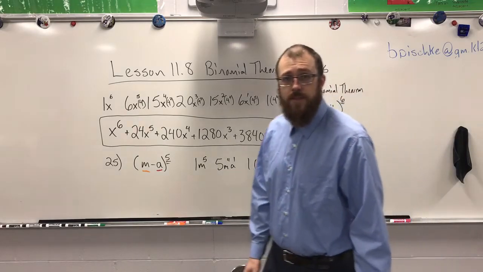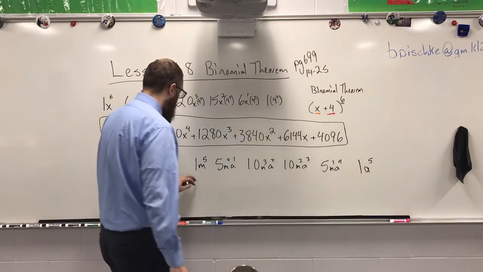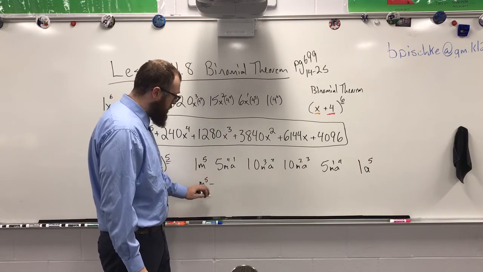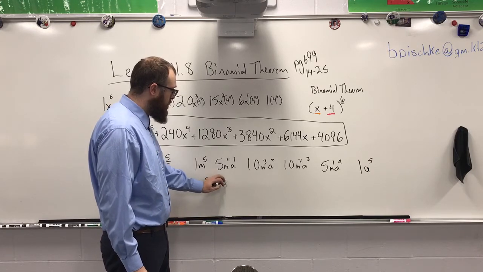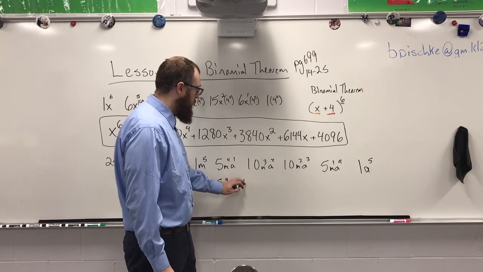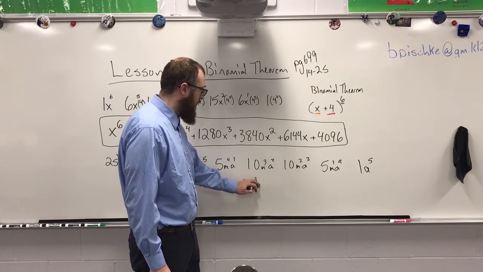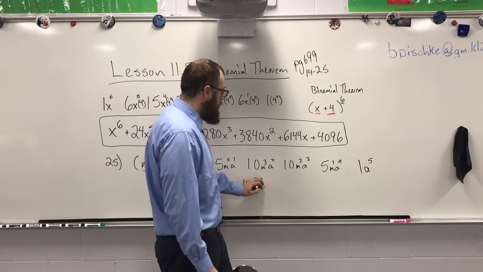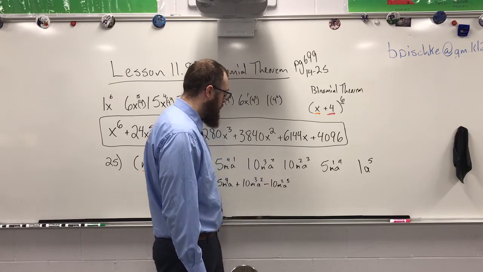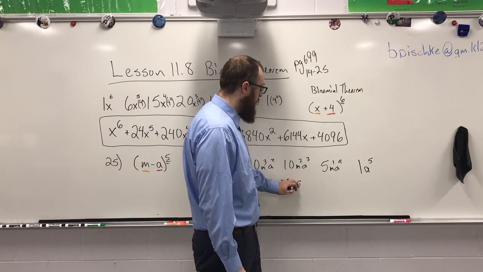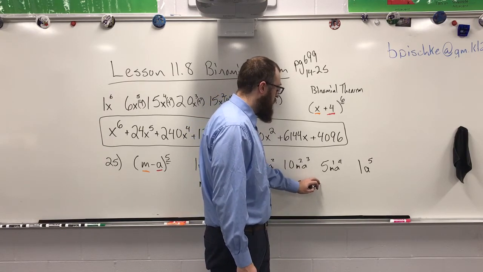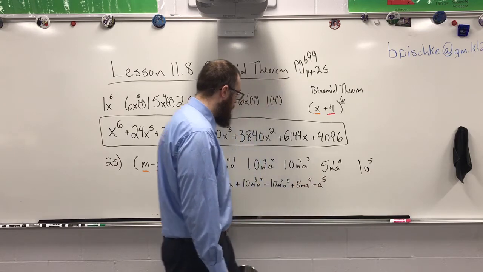Now, here's how we clean this up because it's negative in between. M to the fifth minus 5m to the fourth a plus 10m to the third a squared minus 10m squared a to the third plus 5m a to the fourth minus a to the fifth.